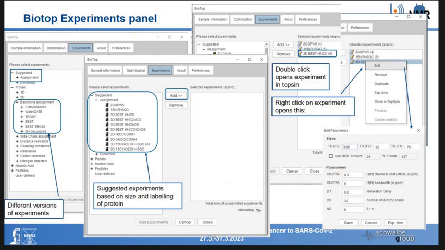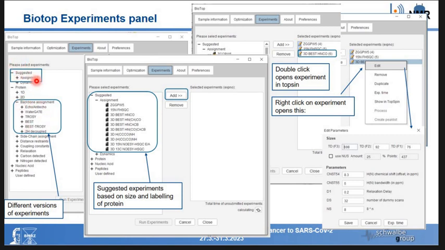The next panel we have, these panels here. We had just the optimization panel. The next panel is the experiments panel. And in the newer version of BioTop, it will also suggest some experiments depending on which labeling scheme and which size of your protein you have put in the first page.